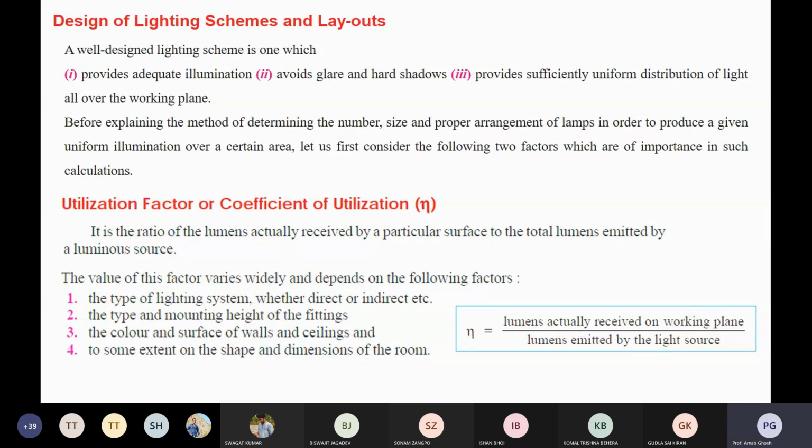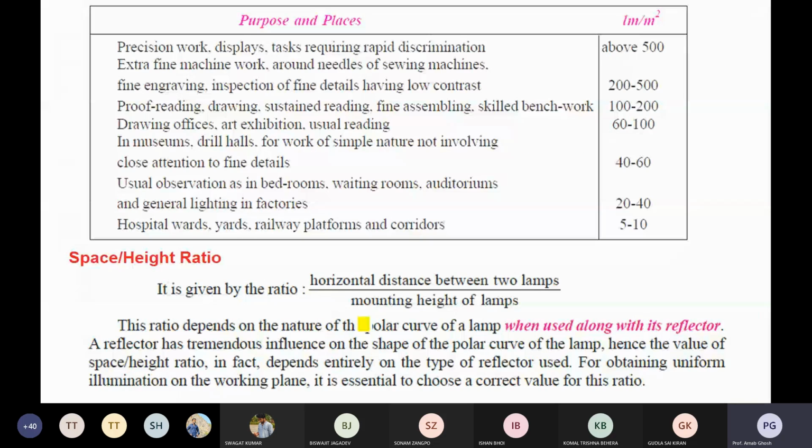Space and height ratio is important for our lighting purpose. How much depth you have considered from the ceiling to your lighting surface, and how much area is required to be considered, that is important. After that, the height of the lamps. Both are important for the illumination purpose, that I discussed in my last class.